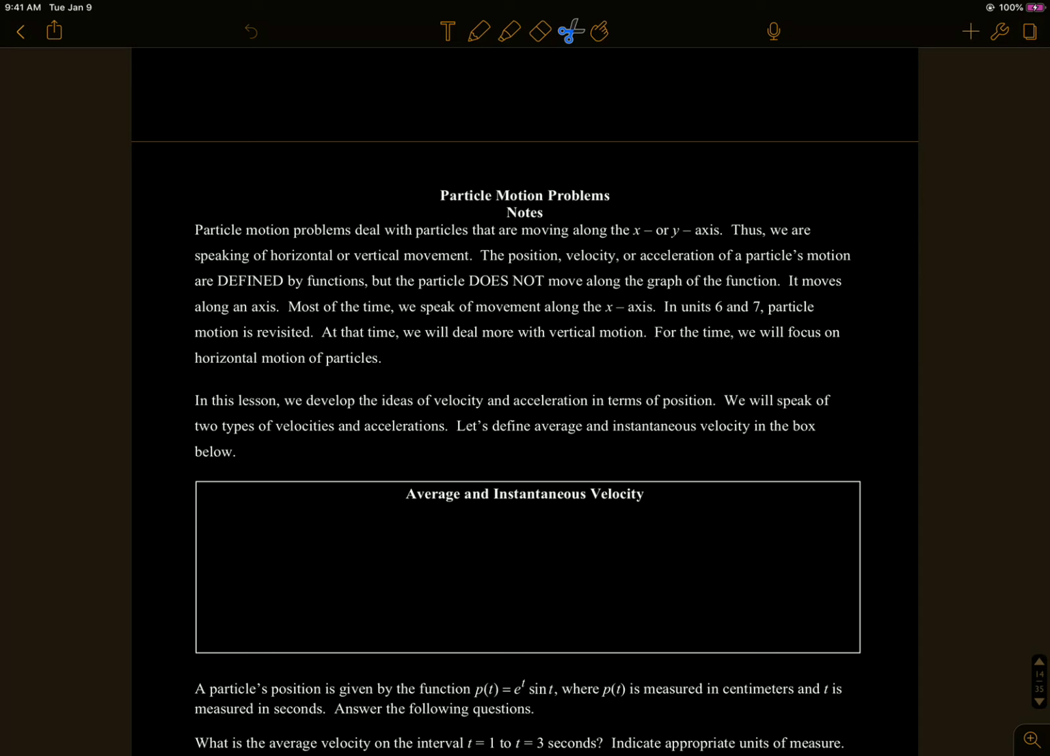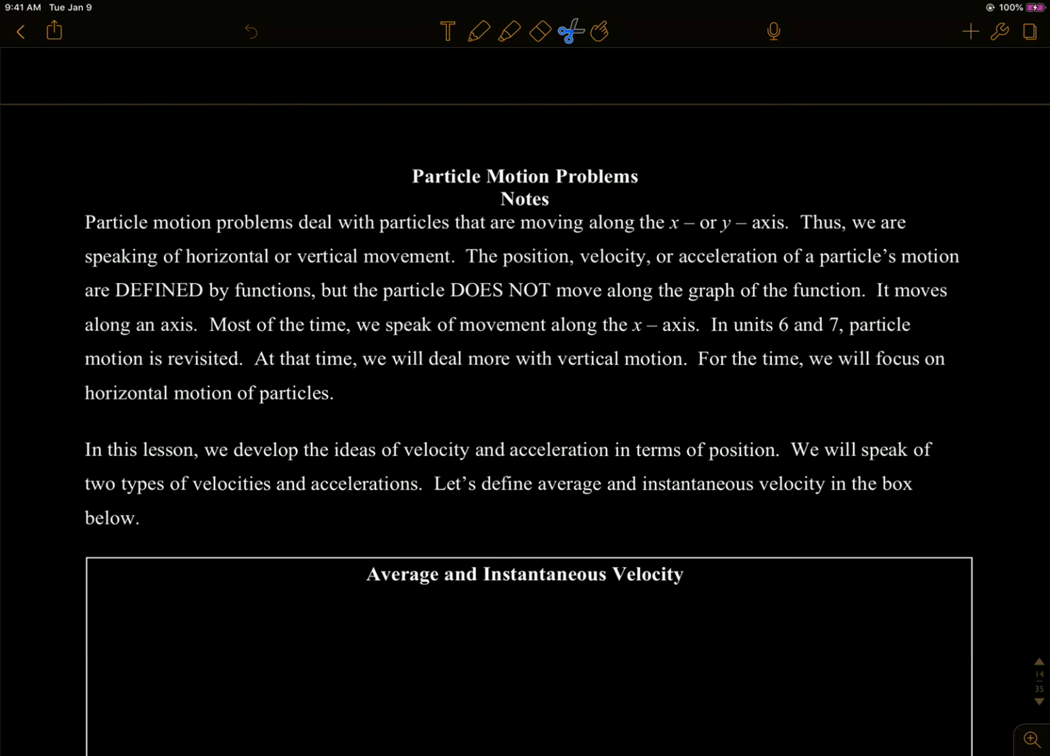Okay, so now we're going to look at particle motion problems. So you're going to pause the video here and you can read this stuff that I have leading up here. But to sum it up, we're talking about moving along the x-axis or like a horizontal motion. So pause the video and read that. Okay, welcome back.